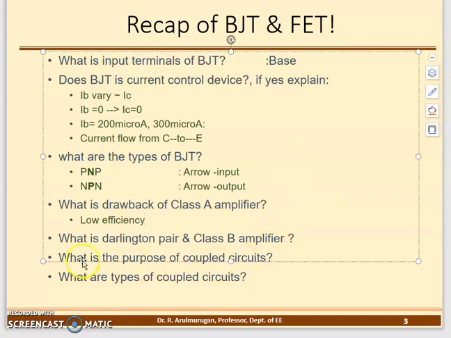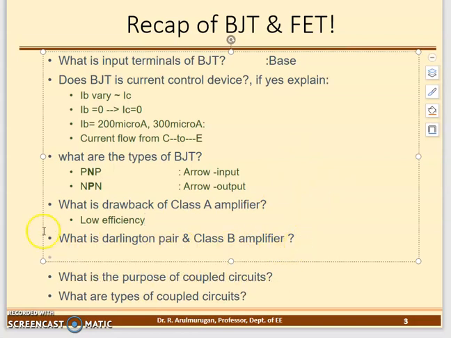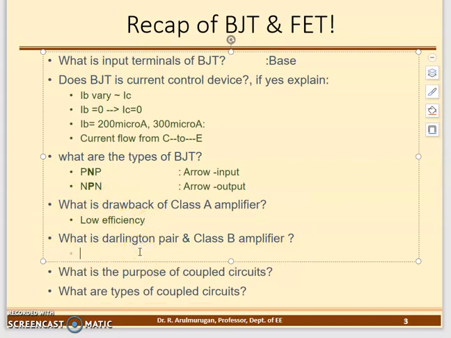Then, what are the Darlington pair and the Class B amplifier? Class A has low efficiency and suits low and medium power devices. If I want to improve my power, I can go for a high efficiency device.